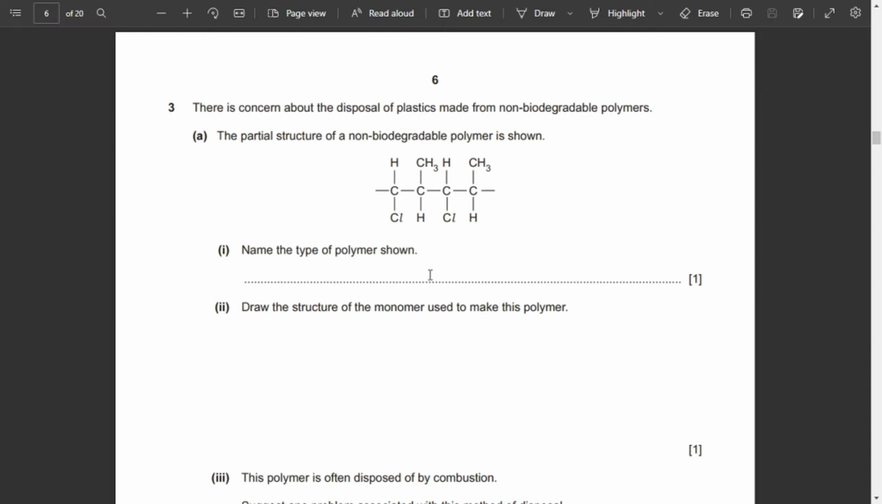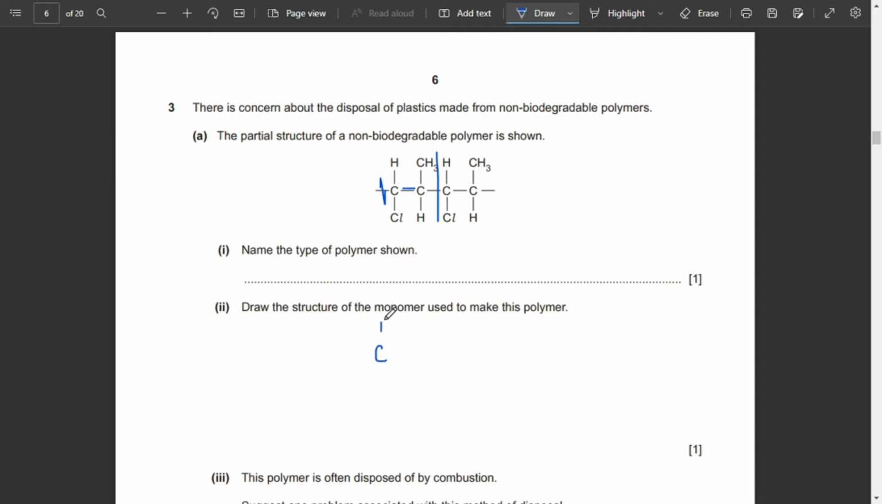The structure of the monomer used to make this polymer is pretty simple. We just need to look at this much part, and we'll create a double bond in between them. So that's how I explained it to you in short. You're not going to draw this or this. Alright, never mind. Let's just draw it to give you a clearer image.